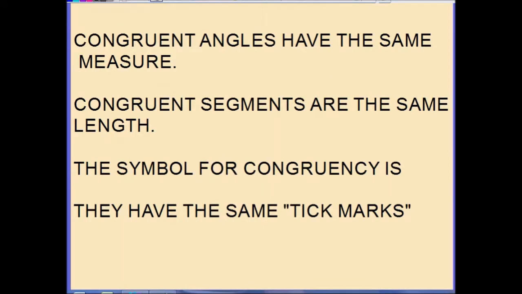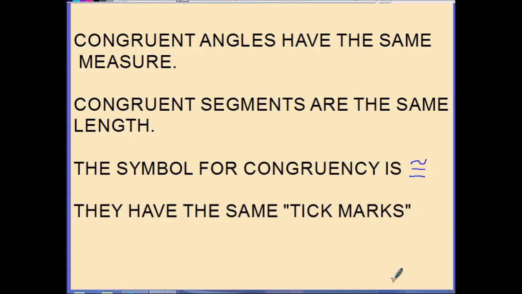Last but not least, we have to address a few geometry topics that come up. First and foremost, you have to understand that if angles are congruent, they have the same measure. Congruent segments have the same length. Now, the symbol for congruency is going to be an equal sign with this little squiggly on top. That's what congruency is going to look like.